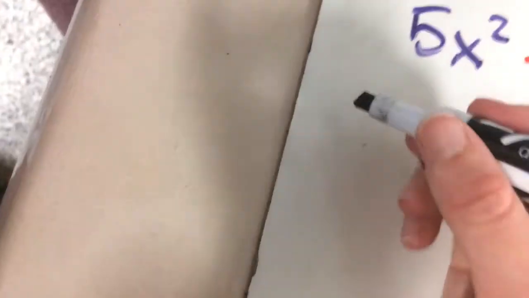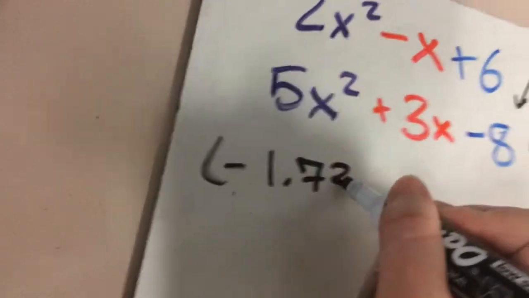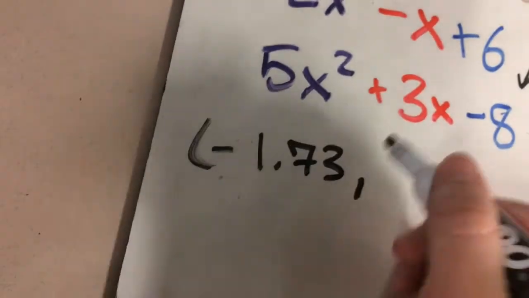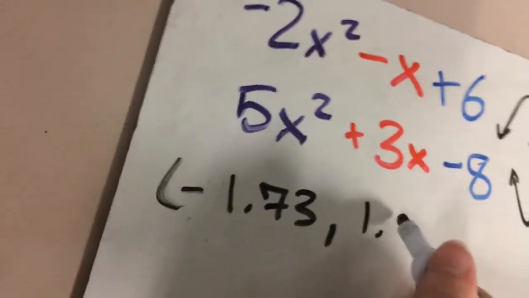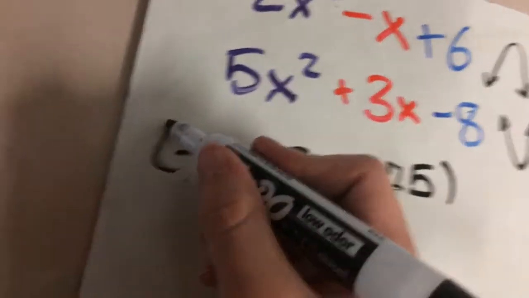So for our intersection points, we have negative 1.73 and 1.75 for the first one.